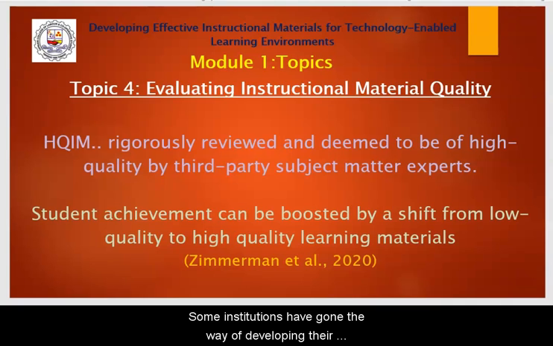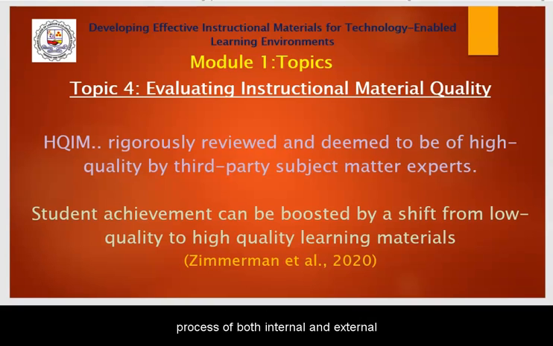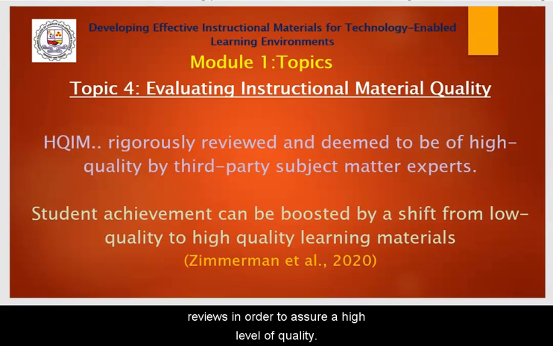Some institutions have gone the way of developing their own course materials to support the online learning programs. The in-house production of such materials will require a process of both internal and external reviews in order to ensure a high level of quality. HQIM have been identified as those that have been diligently aligned to the course objectives, easy to access and use.